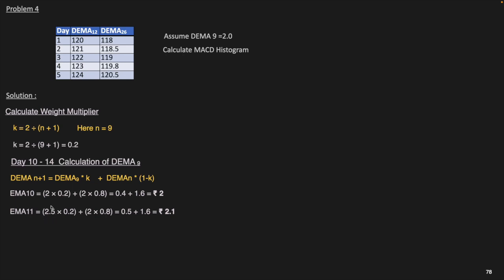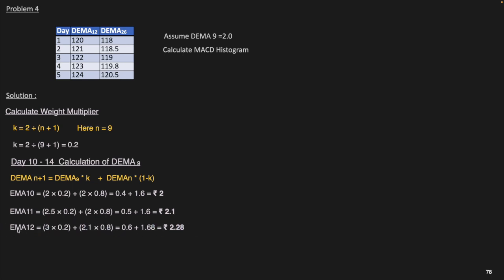For n plus 2, how did we get this 2.5? The second day difference between the 12 and 26-day moving average is your MACD, correct? So 121 minus 118.5 is 2.5, into 0.2, plus 2 into 0.8, which is nothing but 2.1.